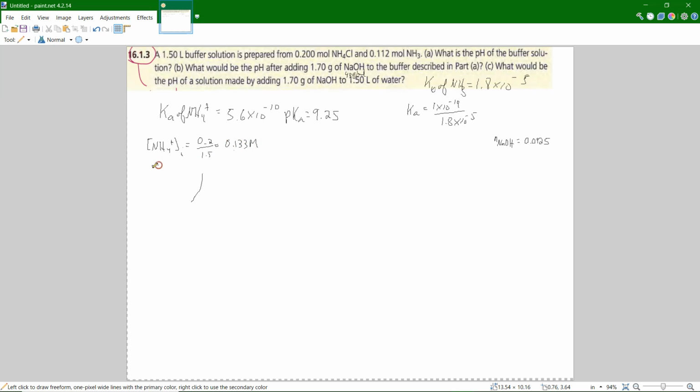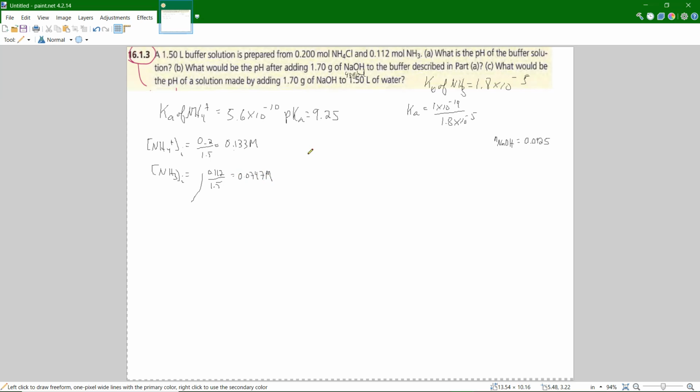And the NH3 initial is the moles of that, 0.112, and it's in 1.5 liters. So 0.112 divided by 1.5 is 0.0747 molar. Okay, so what is the pH of the buffer solution?